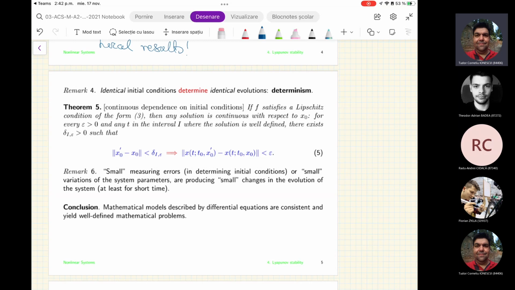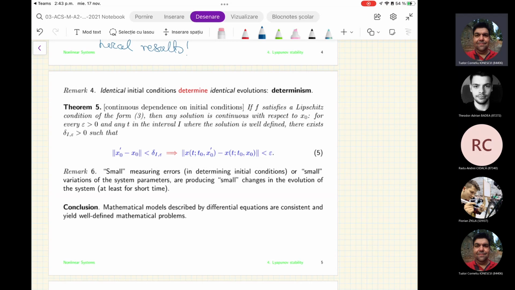So what Remark 6 is explaining is the result in Theorem 5. Small measuring errors in determining the initial conditions, or small variations of the system parameters, produce small changes in the evolution of the system, at least for a short time. So small produces small. And this means the continuous dependence on the initial condition.